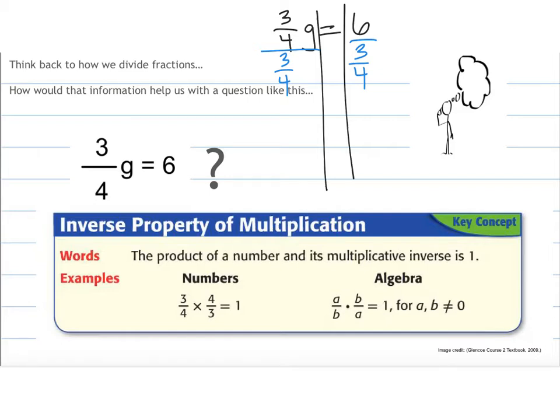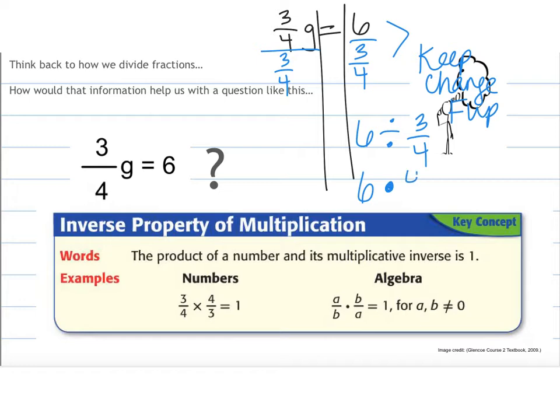But remember, when we divide fractions, we keep, change, flip. So if we look at just this right here, 6, I'm going to rewrite it. 6 divided by 3/4 is the same as 6 times 4/3. Keep, change, flip. So really, dividing by a fraction is the same as multiplying by its multiplicative inverse, or its reciprocal, which is just flipping the fraction.